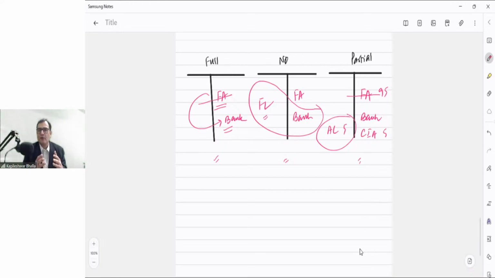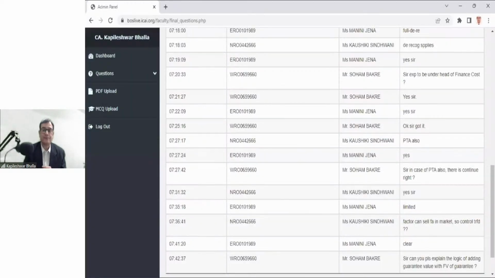You would see that a full derecognition doesn't make my debt equity ratio bad in any way. A complete no derecognition would change the debt equity profile of the company. And a partial derecognition is a midway approach. So it'll have a little effect on the debt equity ratio of the company, but not a very adverse effect at the same time. Right. I guess that made complete sense, friends.